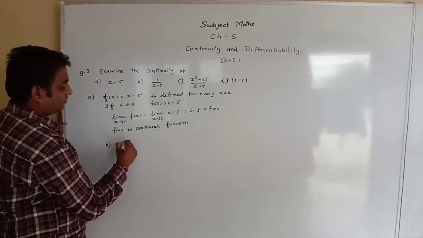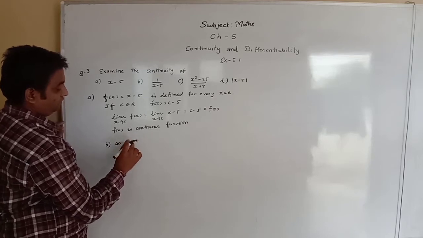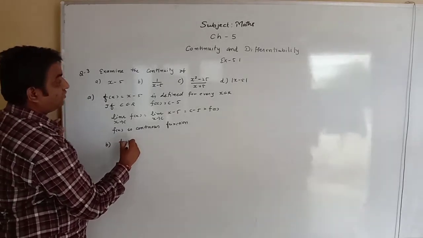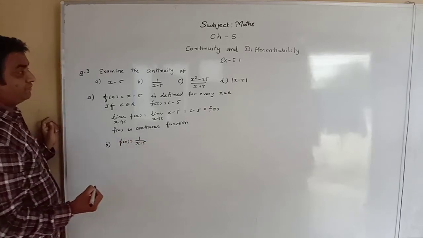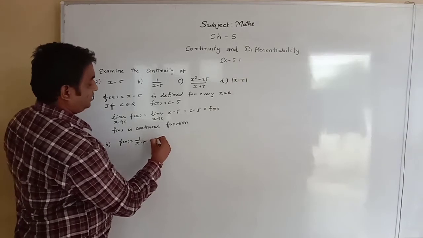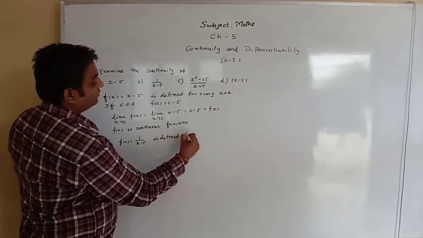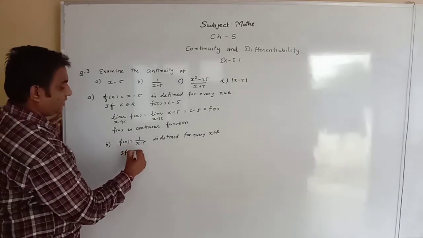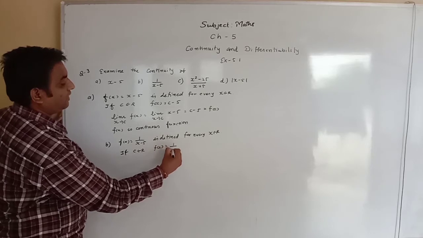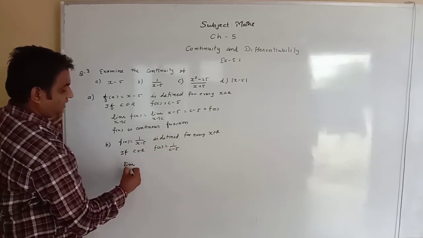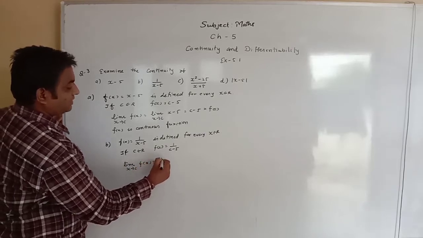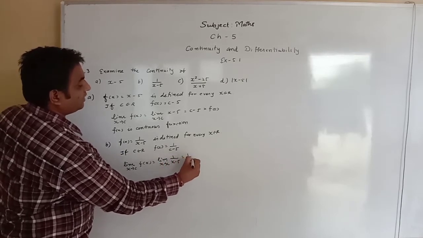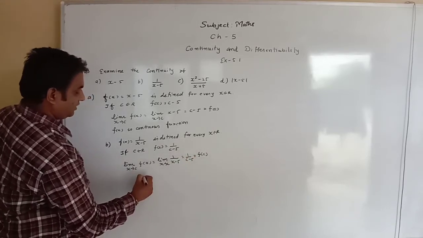So as above, or we can directly also prove that f(x) equals 1 upon x minus 5 is defined for every x belongs to R. So if c belongs to R, f(c) equals 1 upon c minus 5, and so limit x tends to c of f(x) equals limit x tends to c of 1 upon x minus 5, which is 1 upon c minus 5, equals f(c), and so f is continuous.